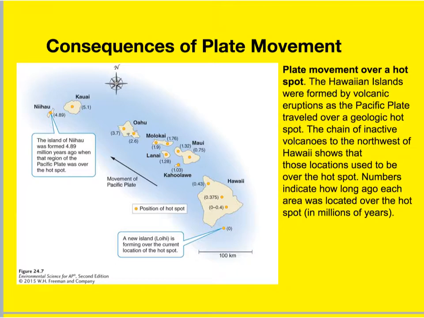Our Hawaiian Islands were formed by a volcanic eruption in the Pacific Plate, and that plate traveled over a geological hotspot. This chain of inactive volcanoes to the northwest of Hawaii shows that those locations used to be over hotspots. The numbers on the screen indicate where each area was located directly over a hotspot, in millions of years. So this one is 0.75 million years.